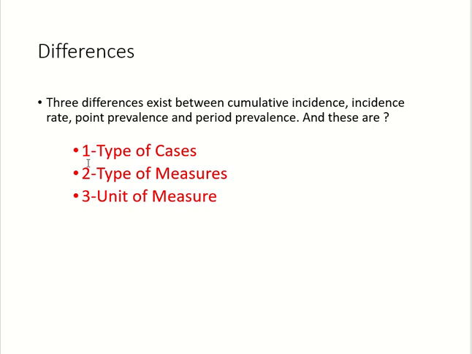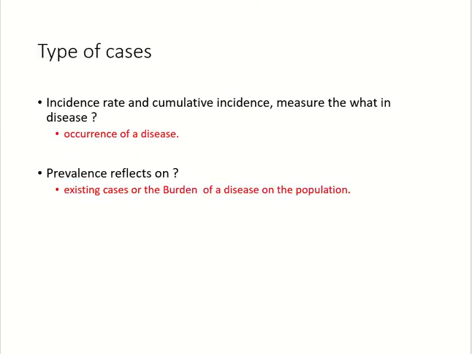So there are three differences that exist between cumulative incidence, incidence rate, and point prevalence and period prevalence: the type of cases, the type of measures, and the unit of measurement. As far as the type of cases, both incidence rate and cumulative incidence measure the occurrence of the disease. So the cases are new cases.